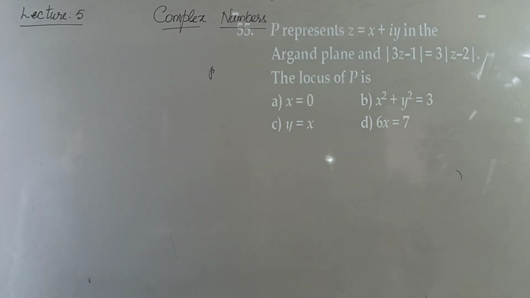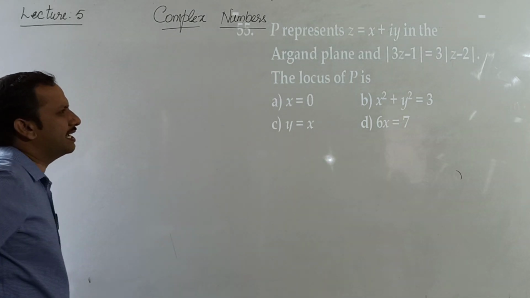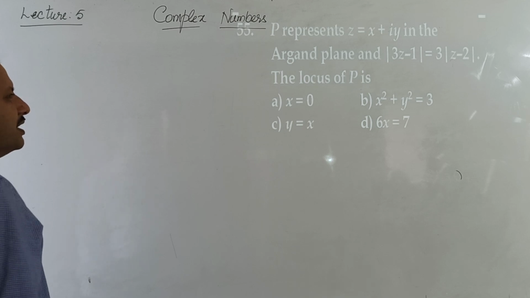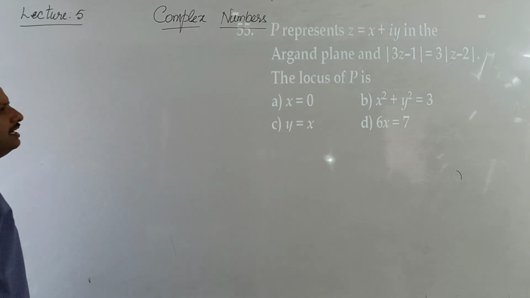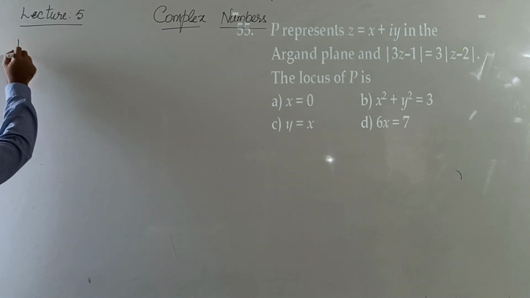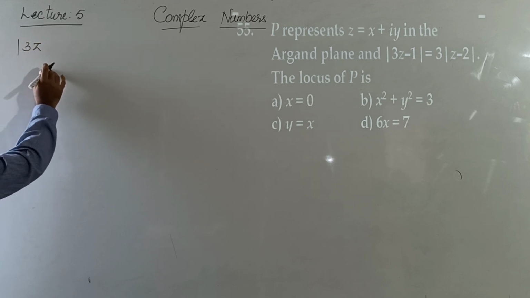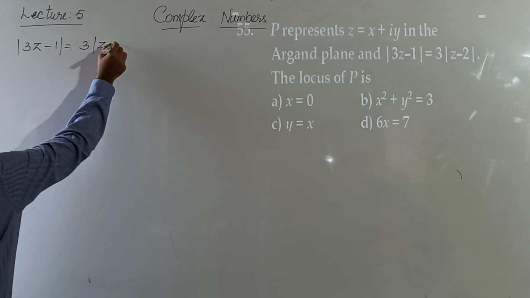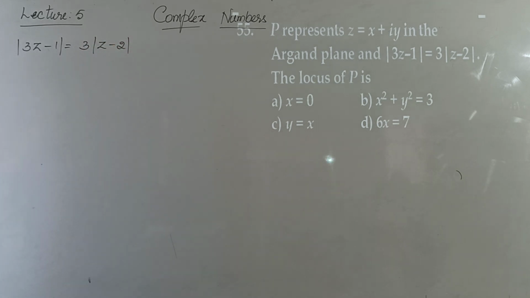So now P represents z is equal to x plus iy in the Argand plane, and modulus of 3z minus 1 is equal to 3 into modulus of z minus 2. Then the locus of P is mod of 3z minus 1 is equal to 3 into mod of z minus 2. Okay, I take 3 out of this. When it goes out, it becomes modulus of 3. Modulus of 3 is 3 itself.